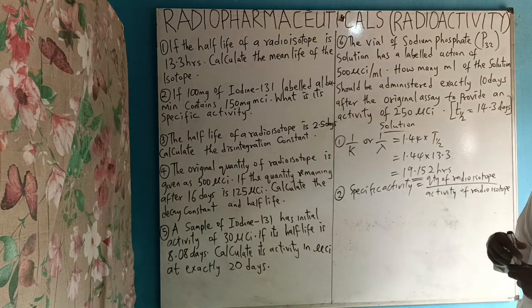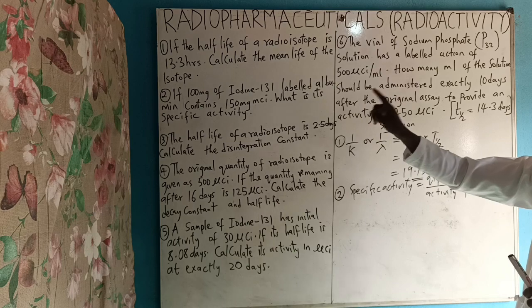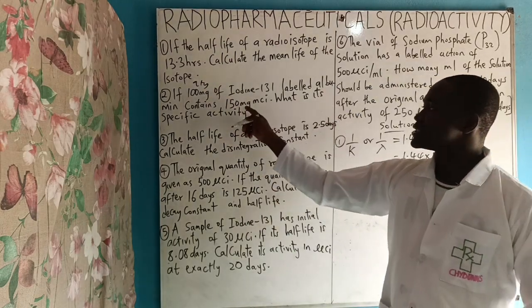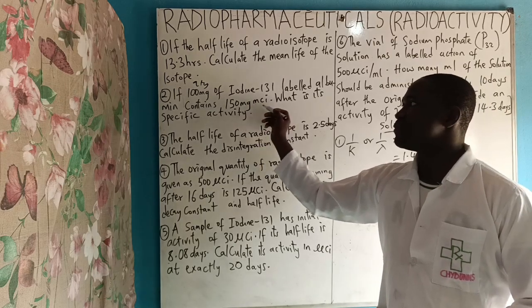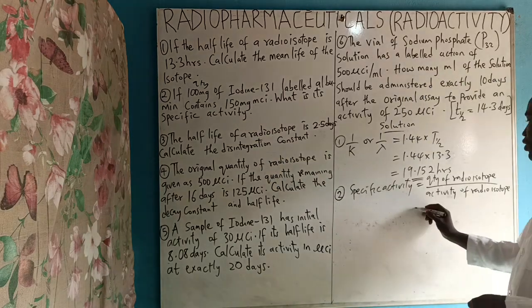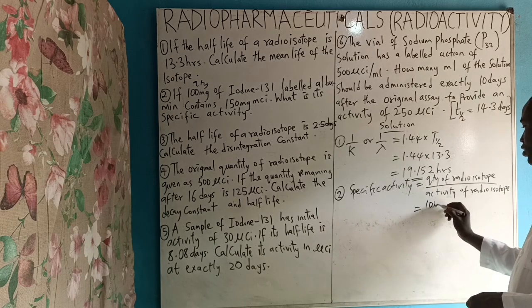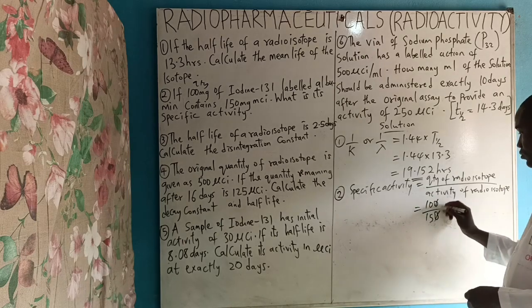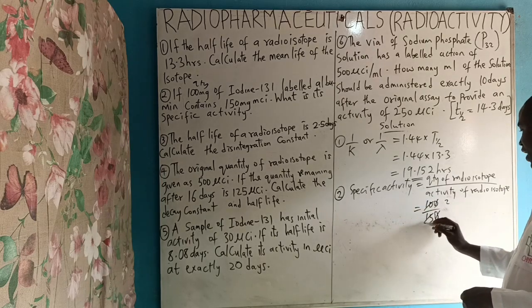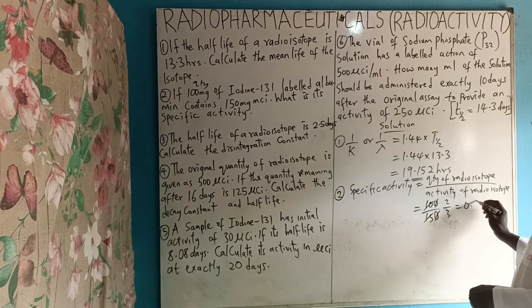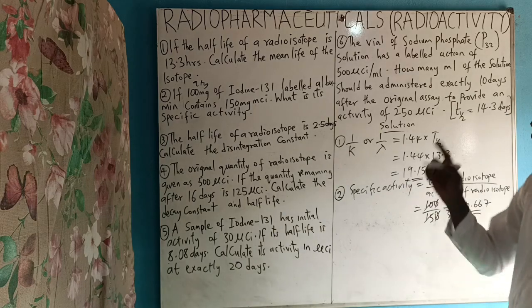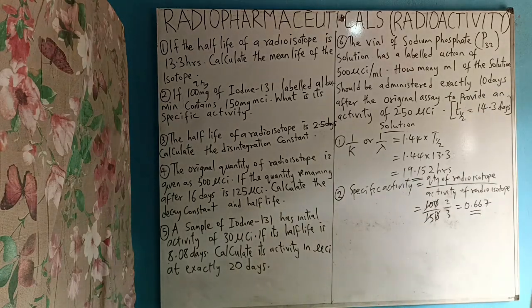Okay? Then the quantity is 100 milligram of iodine 131, this is the quantity. Labeled albumin contains this, that means this is the activity or the potency of that radioisotope. So we say the quantity is 100 all over the potency, 150. That will be giving you 0.667. That is the specific activity of that radioisotope. Okay? Then we go to question number 3.